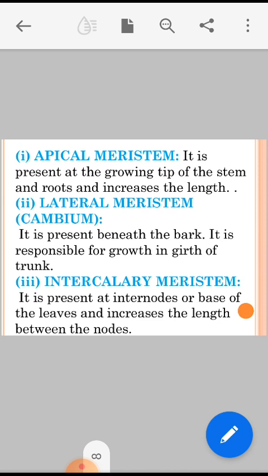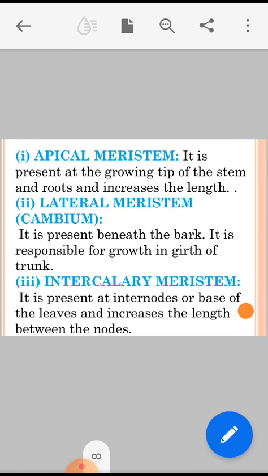Okay, now let us see what is apical meristem. It is present at the growing tip of the stem and roots and increases the length. As the name suggests, apical means on the top. So, it is present at the growing tip of the stem. Whatever increase in length there is, it is due to the apical meristem.